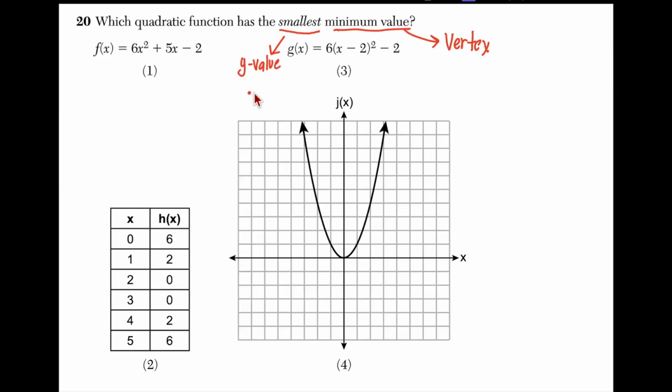So the easiest one to look at first would be the graph. Okay, so my vertex for j of x, that turning point is right here. That has a y value of 0. So that's my starting point.